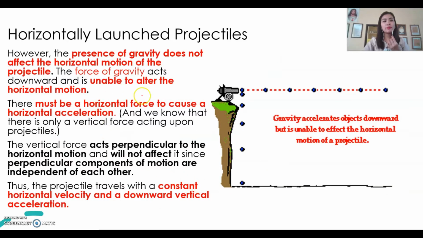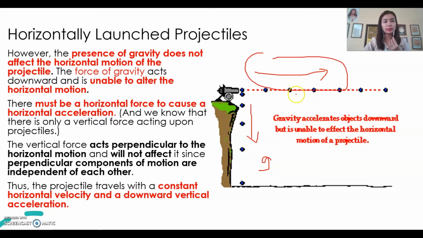However, the presence of gravity does not affect the horizontal motion of the projectile. So, ito yung si vertical, ito yung si horizontal. Si gravity, dili maapektuhan ang motion ni horizontal. The force of gravity acts downward and it is unable to alter the horizontal motion. There must be a horizontal force to cause a horizontal acceleration.